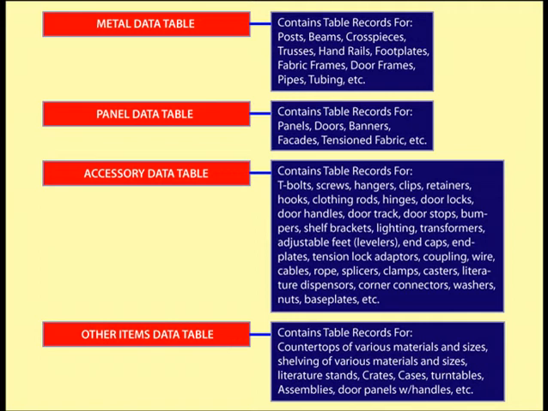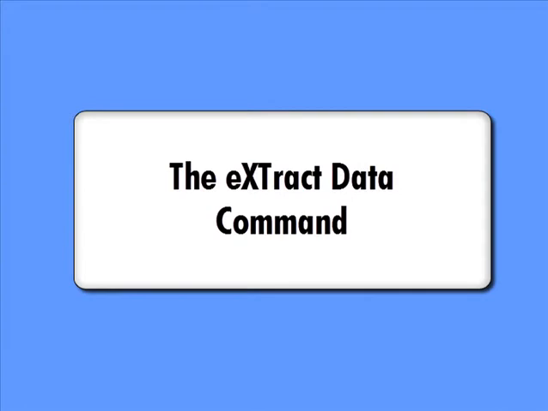And additional data for items such as shelves, countertops, literature stands, doors, turntables, and assemblies, a counter assembly, for example, is usually kept in the other items data table. The user is not locked into categorizing his or her parts this way. These are merely suggestions. Now let's see if we can understand how Xzibitware gets information from block symbols and data tables.